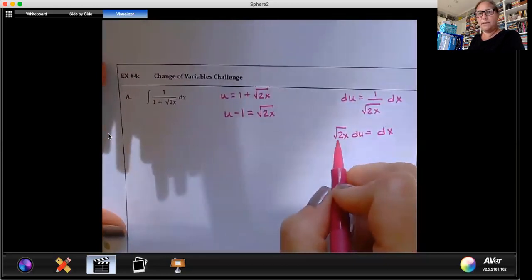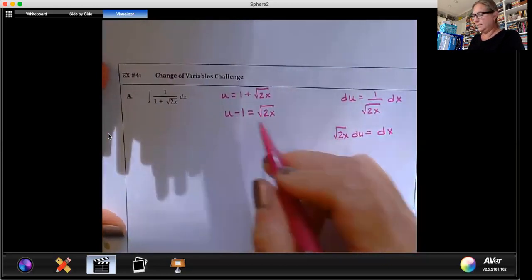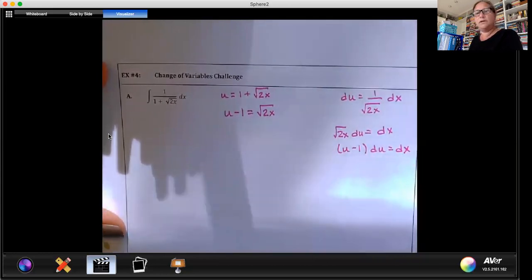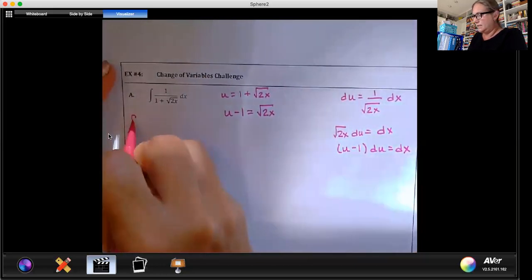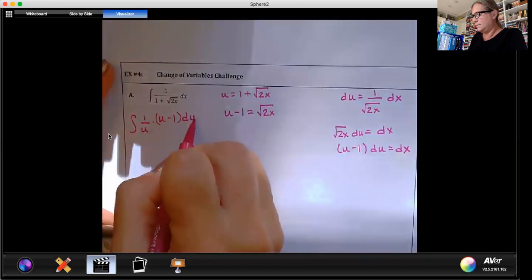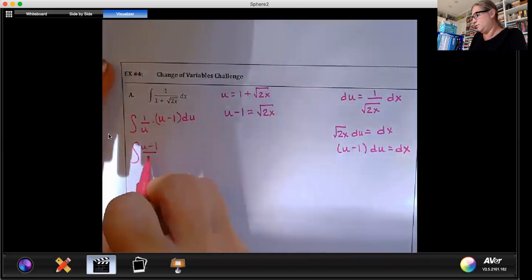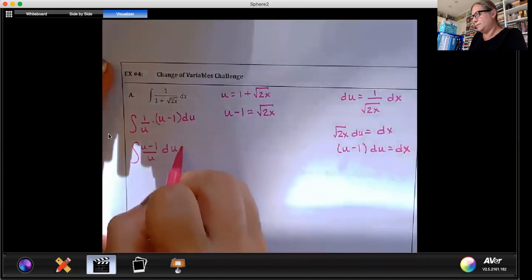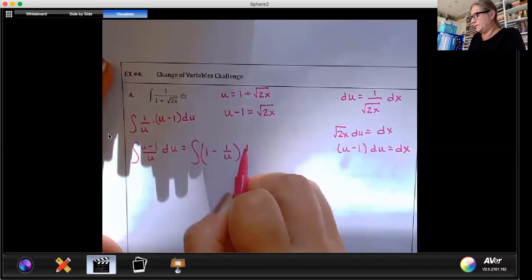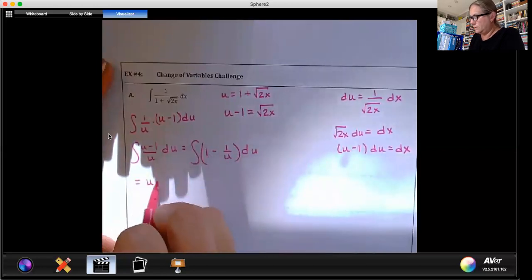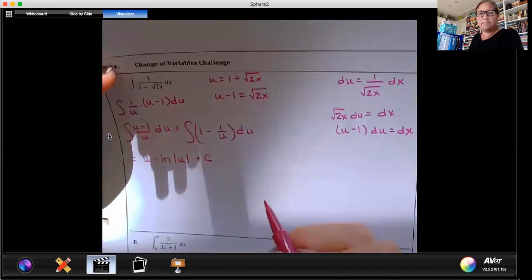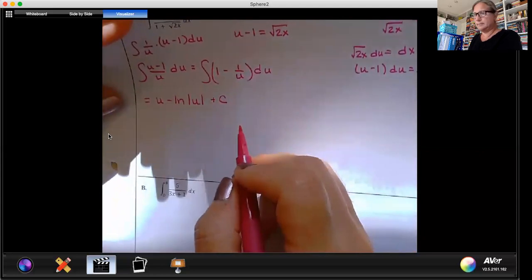Well, there's the square root of 2x, u minus 1, du equals dx. So there's your challenge part. Antiderivative of 1 over u times u minus 1 du is the antiderivative of u minus 1 over u du. Split it up. And that's u minus ln absolute value of u plus c. That made that so much easier to split that problem up.